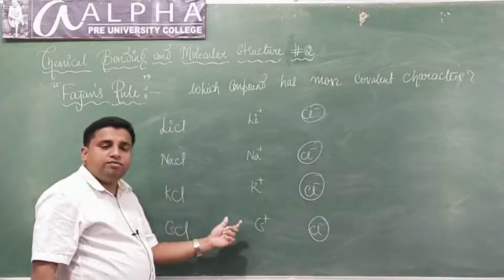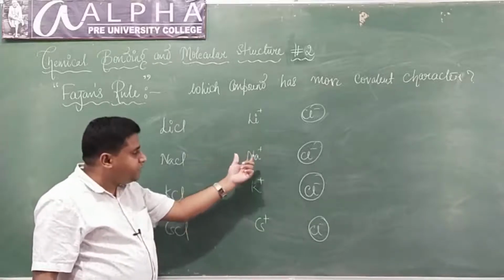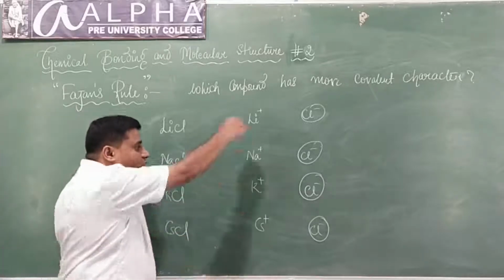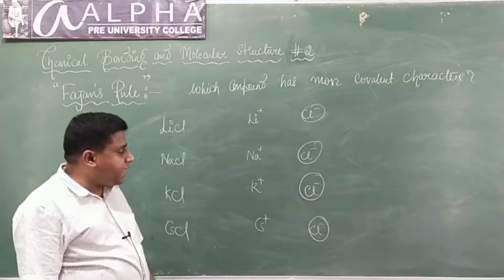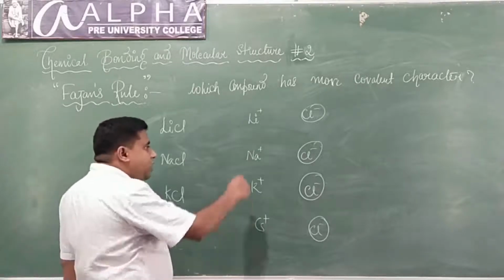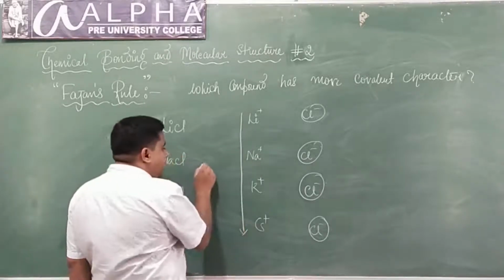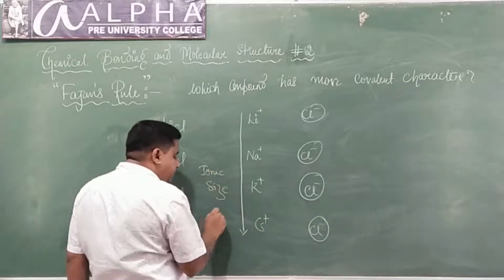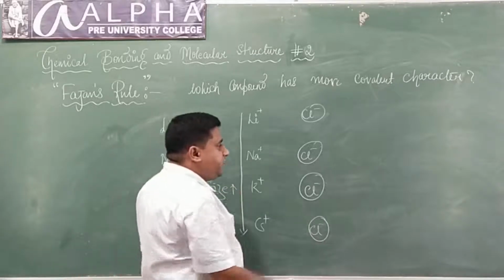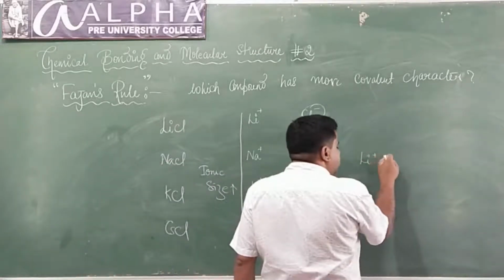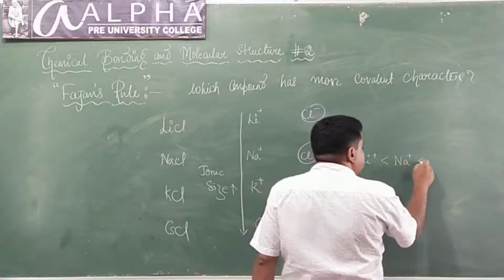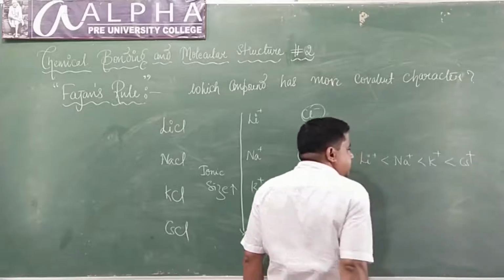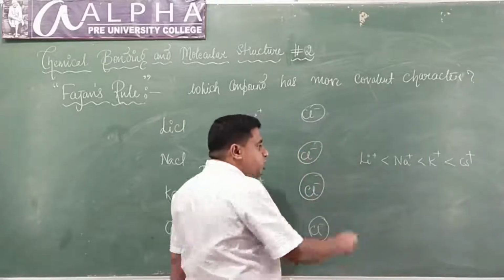All the cations have the same charge, unipositive charge. But they belong to the same group: lithium, sodium, potassium and cesium. We know as we go down the group, ionic size increases. That means lithium is smaller than sodium, which is smaller than potassium, which is smaller than cesium. Now therefore, which cation is smaller?